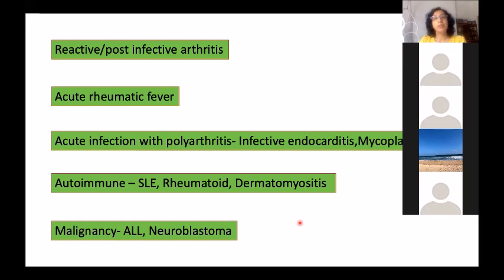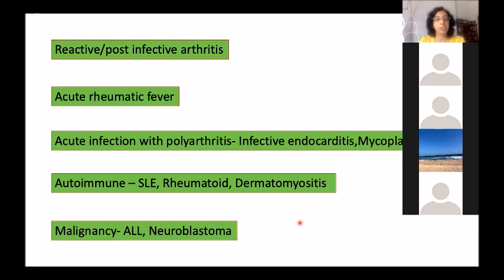Reactive and post-infective both refer to the same thing. Arthritis is one of the main possibilities. Acute rheumatic fever, you need to consider until you examine this child and establish the TMJ involvement, because for any girl in our community, we need to consider acute rheumatic fever. However, if you confirm your TMJ involvement, you may discard this possibility. Then any acute infection with polyarthritis, like infective endocarditis, mycoplasma, and also rickettsial infections are possible.